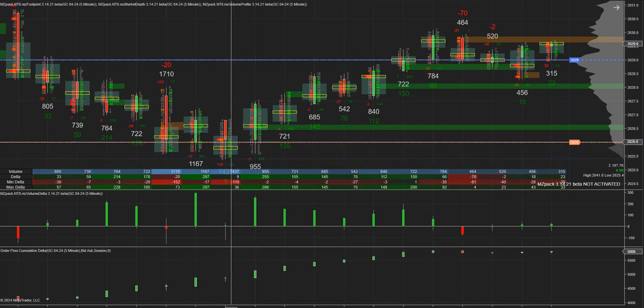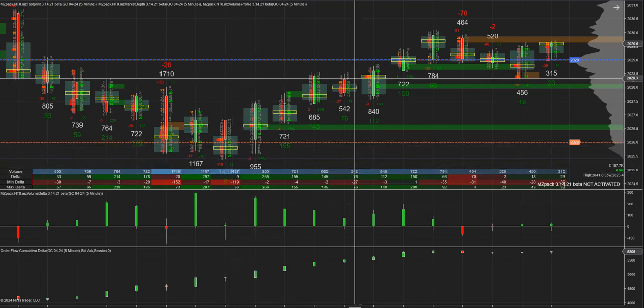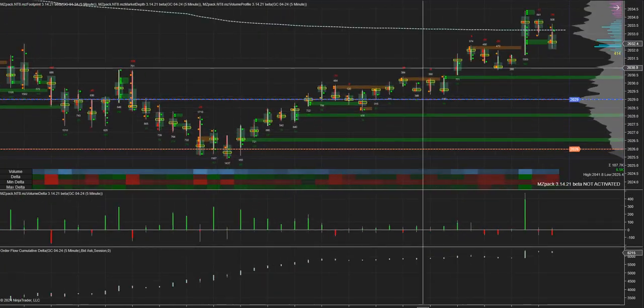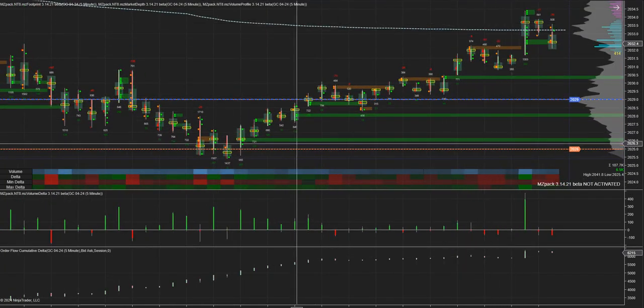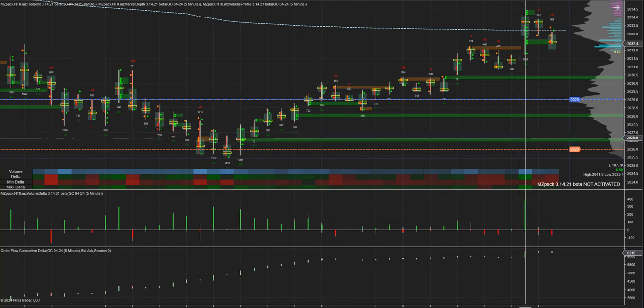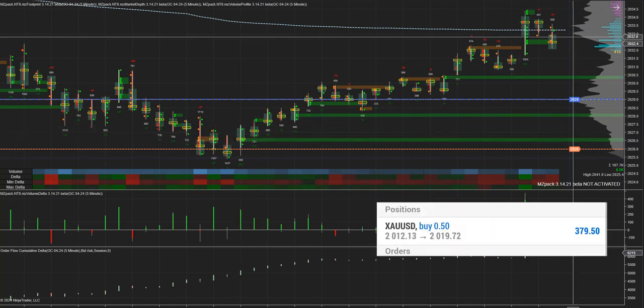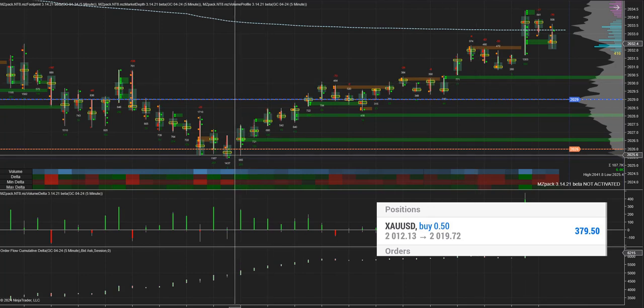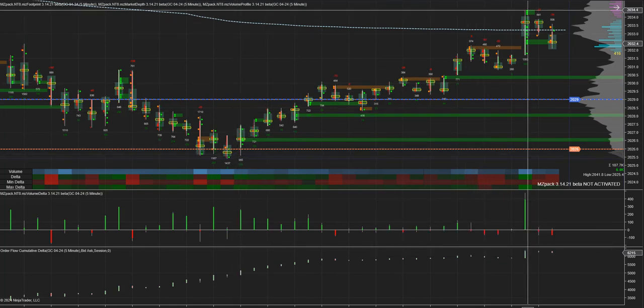I went long. At the opening of this candle, I went long. I put the stop a couple ticks below the low of this candle, and you can see what happened here. The market moved all the way up here, guys. And this is the profit you see on the screen, guys. I went in with half a lot, and I shared the trade with my community, and they took it and made the same profit.